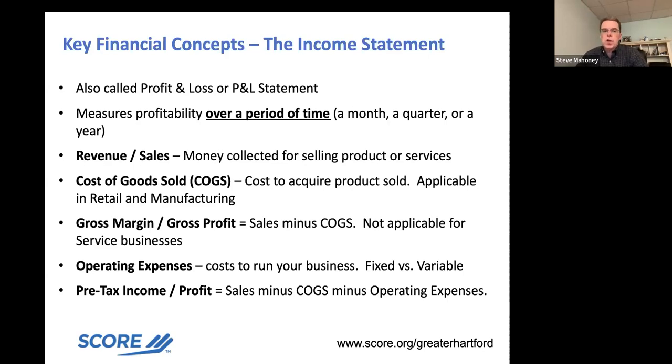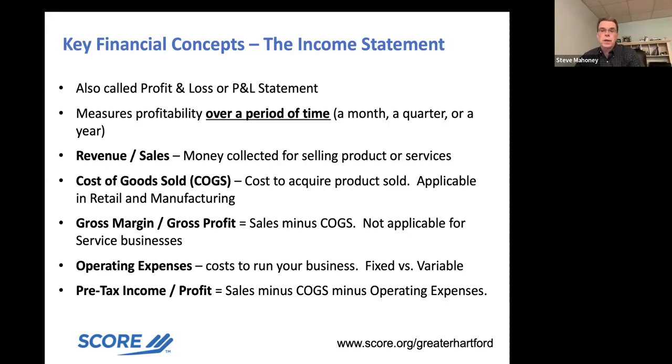The next term you may hear is cost of goods sold, or COGS. It's sometimes shorthanded. This is the cost to acquire a product that you sell. This is really applicable in retail and manufacturing industries. So if you use an example, like you're manufacturing a part for a machine and it costs you $10 to make that product and you sell it for $15, the $15 is revenue because that's how much you sold it for. The $10 is your cost of goods sold because that's how much it cost you to produce that product.